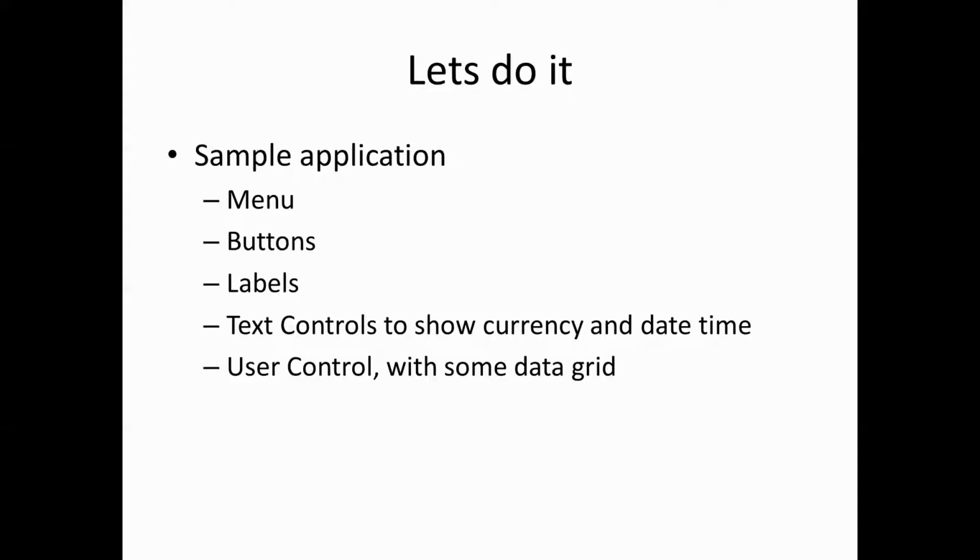Now, how to do it? To go through this whole process, I will take a small sample application that has some menus, buttons, labels, some controls that show currency and date time, and a user control, a custom control that shows some data in the grid, and the grid has a couple of columns as well. So we will try to translate this sample application today.